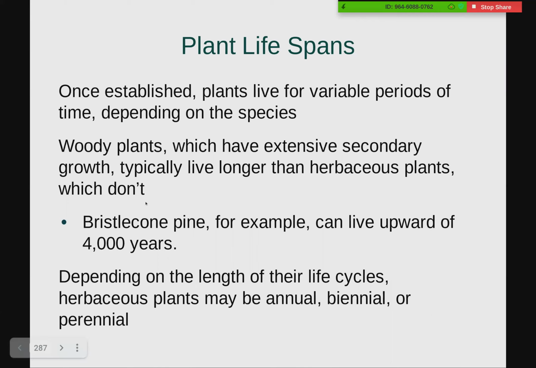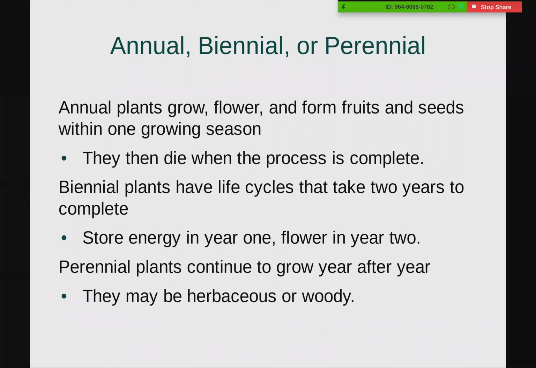Some of the oldest plants on the planet include our bristlecone pines, which can live upwards of 4,000 years. But depending on the life cycle of the plants, whether it's a woody plant or otherwise, plants can be annual, biennial, or perennial. And I'm sure you guys have probably heard these before if you've ever bought plants at the store or something like that. But let's talk about these plants. What does annual, biennial, or perennial mean?